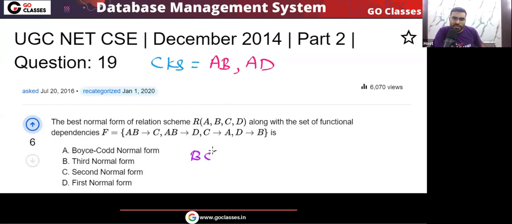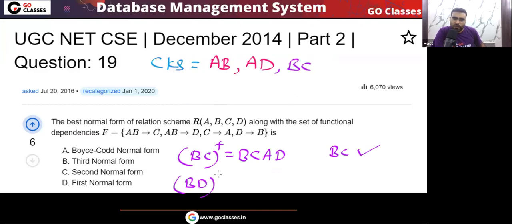For example, let's check BC. What will BC give you? BC will give you BC. C can determine A. Now you can see AB can determine everything, and AB is a candidate key. So very simple, this BC also will become a candidate key. Now let's check BD. What is the BD closure? BD closure will be BD. That's it, nothing else. Now we have checked all the two attribute combinations with B.